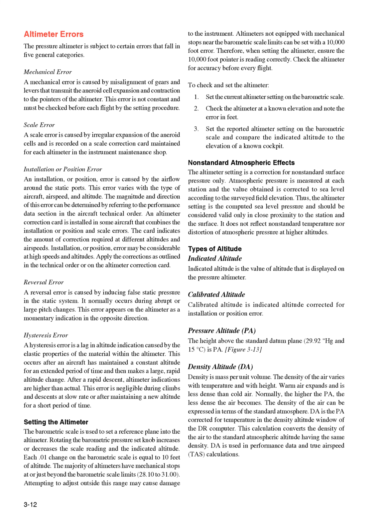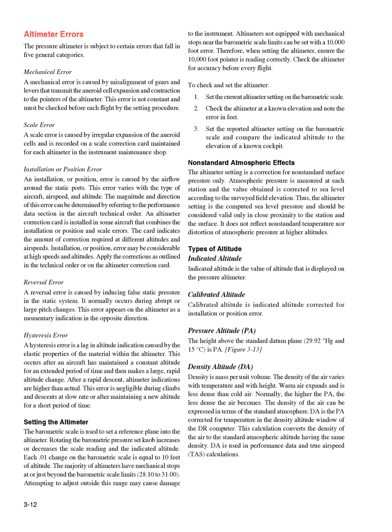The majority of altimeters have mechanical stops at or just beyond the barometric scale limits, 28.10 to 31.00. Attempting to adjust outside this range may cause damage to the instrument. Altimeters not equipped with mechanical stops near the barometric scale limits can be set with a 10,000-foot error. Therefore, when setting the altimeter, ensure the 10,000-foot pointer is reading correctly. Check the altimeter for accuracy before every flight.